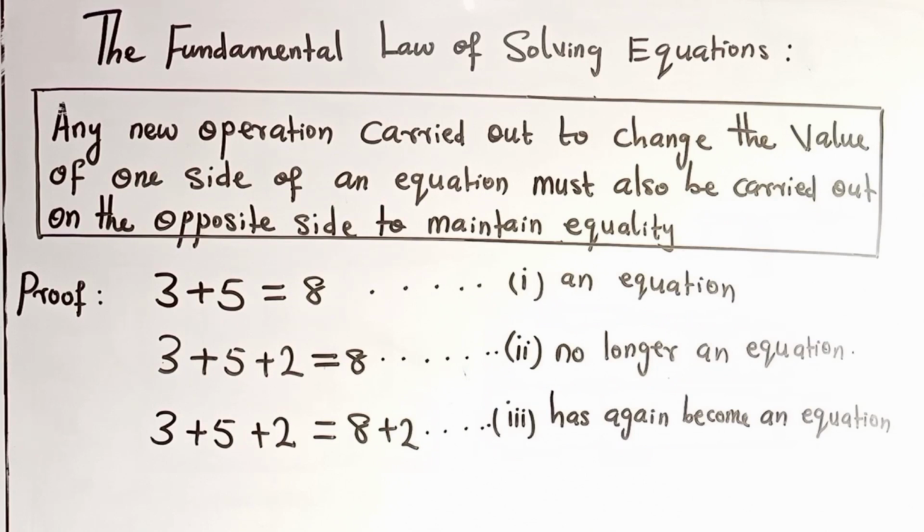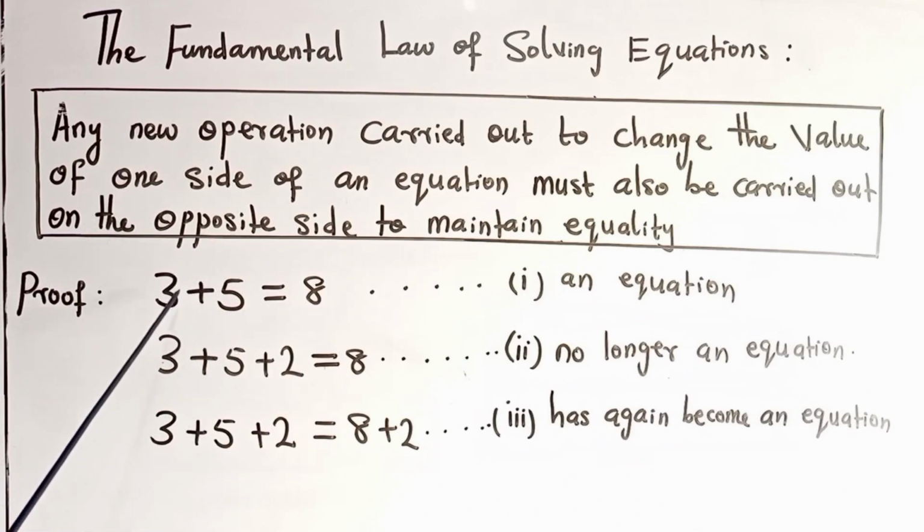What is it? If we carry out any operation such as addition, subtraction, multiplication, division, or any other operation at all that changes the value of the left-hand side, and we refuse to carry out the same operation on the right-hand side, what we would have created is not an equation. Watch a proof here on the board. This is going to help you understand what I mean by that.